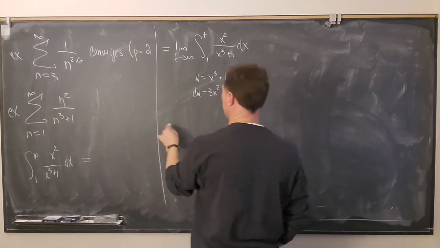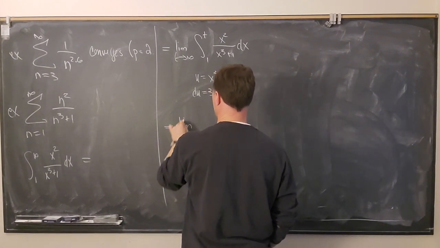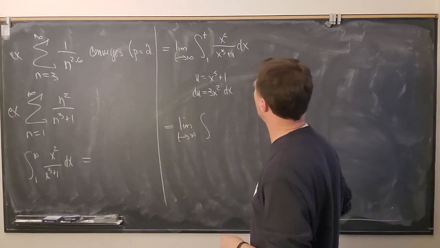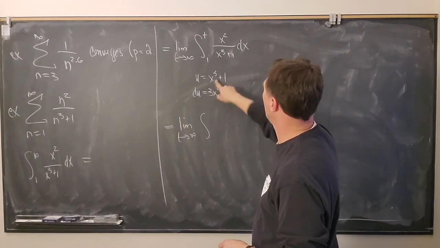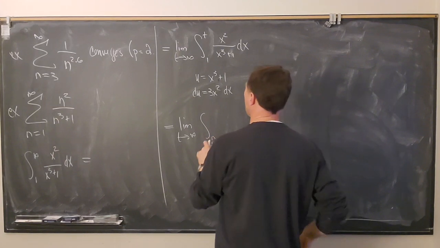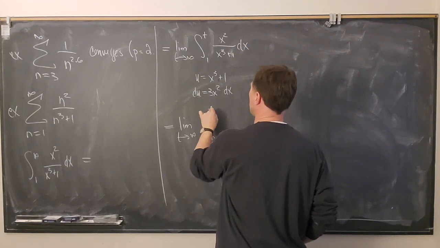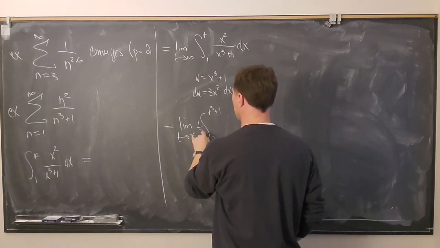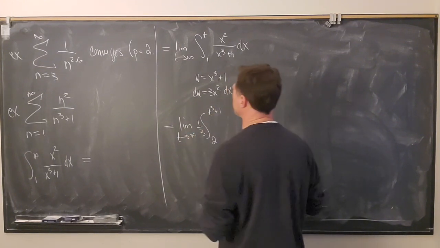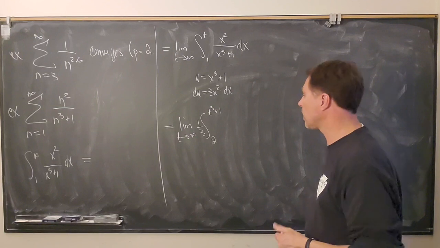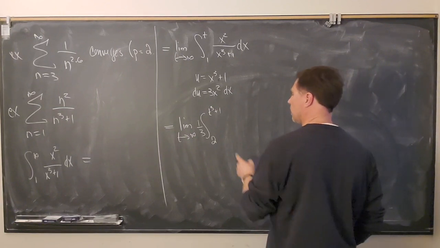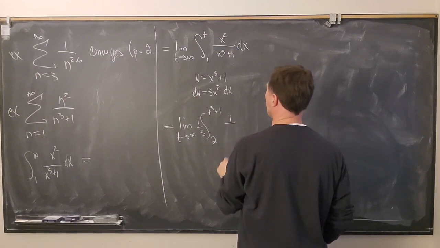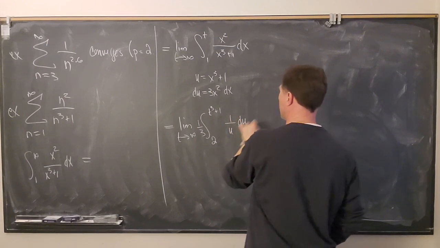And so this is going to give us a limit as t goes to infinity. Let's see, my lower limit is going to be 2. My upper limit will be t cubed plus 1. Oh, and there's a 1/3 also. Remember, whenever you do substitution, you have to change your limits of integration. So this will be 1/3 integral 2 to t cubed plus 1, and then we will have a 1 over u du.